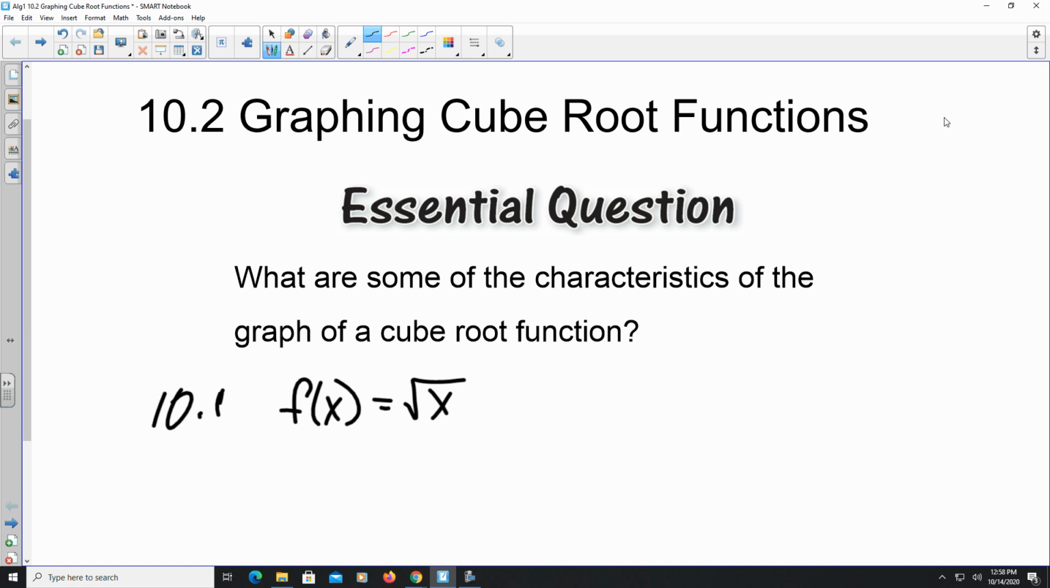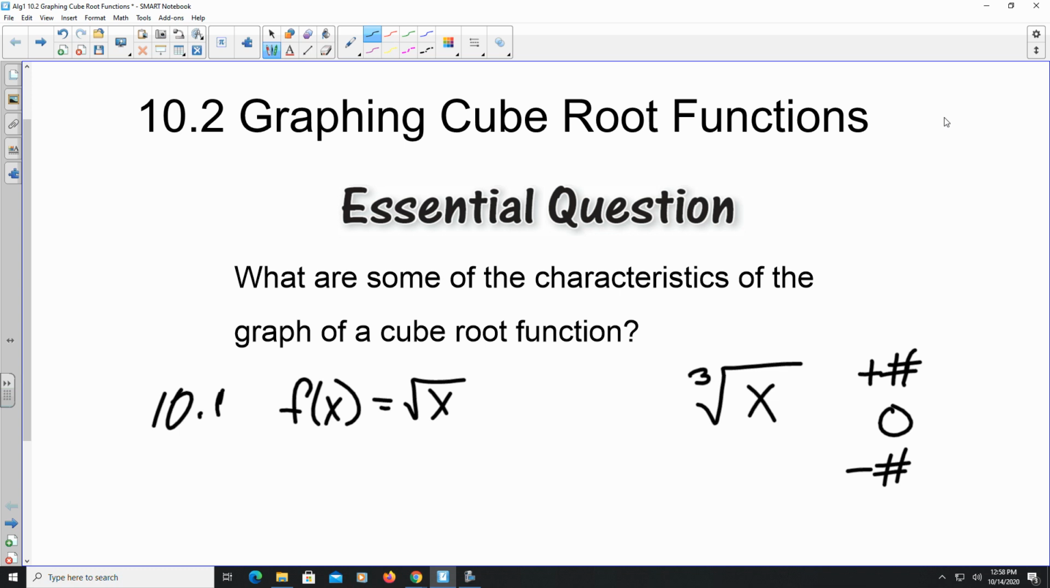So the big question that we have to ask ourselves in today's lesson is, is there any value for x with a cube root of x that's going to make the cube root undefined? Which means if x was a positive number, what if x was 0, or what if x was a negative number? I would encourage you all to test it out.